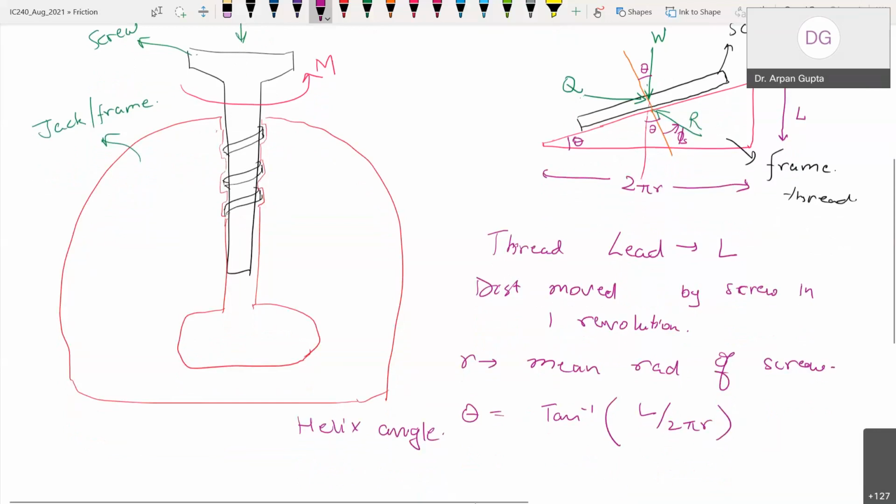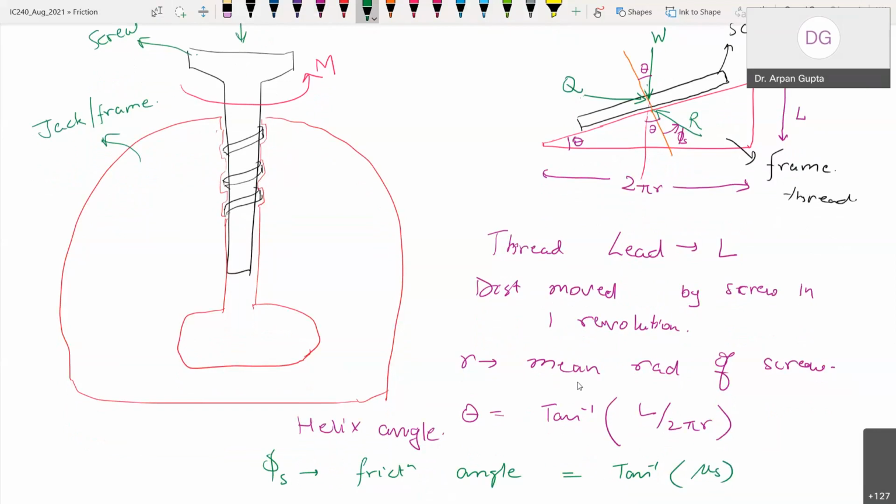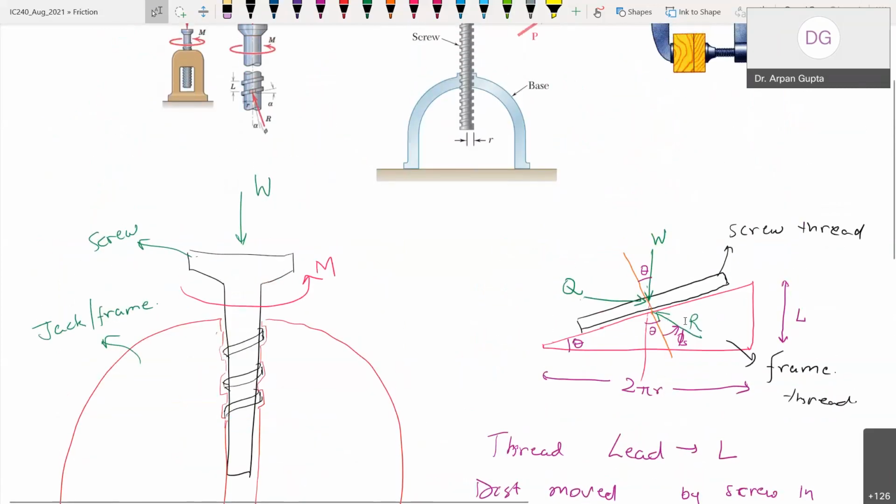So theta is known, and phi s is your friction angle, and we know that this is equal to tan inverse of mu s, from the last class. Again, if the coefficient of friction is given, you can calculate phi s. The geometry of the screw thread is known, theta is known, so these values are known. Now going back to this diagram, I will draw a free body diagram.